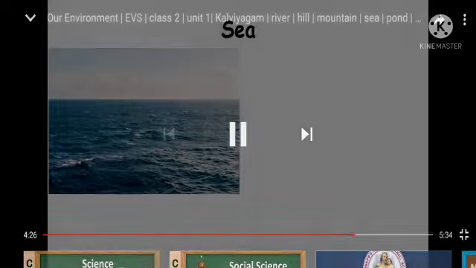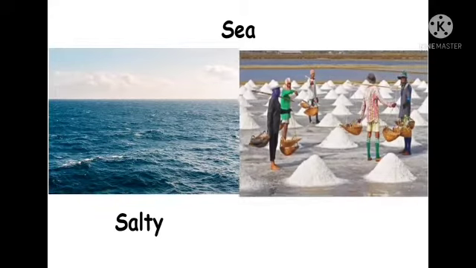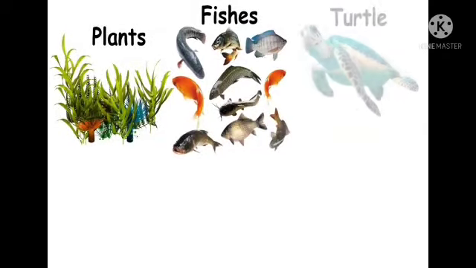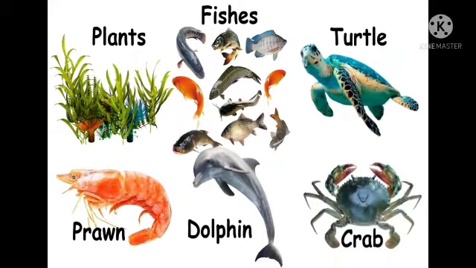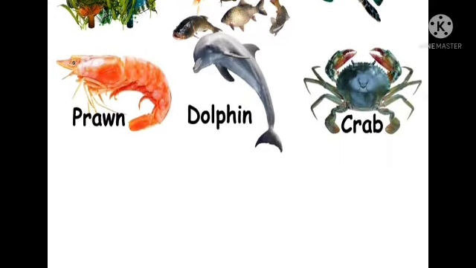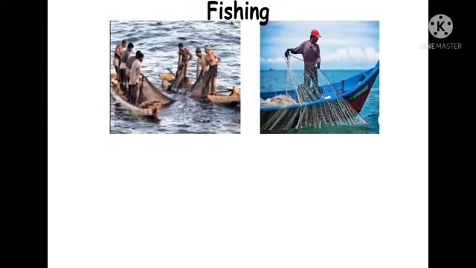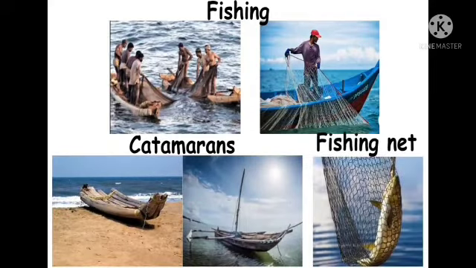See, a sea is a large water body. The sea water is salty. We get salt from the sea. Plants, fishes, turtles, prawns, dolphins and crabs live in the sea. People do fishing in the sea using fishing boats called catamarans and fishing nets.